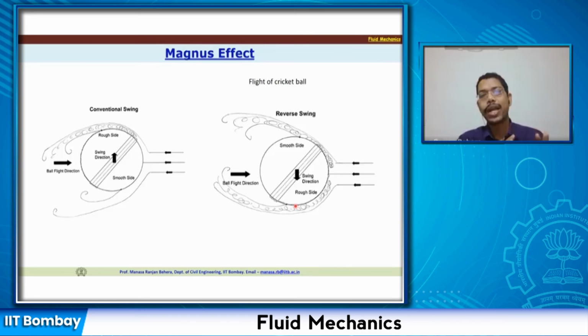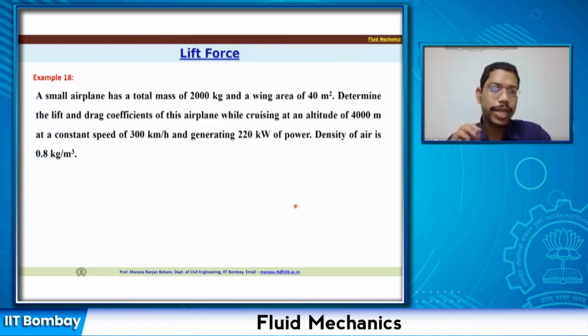Now let us look at a typical example. If you look at this example problem, it says a small airplane has a total mass of 2000 kg. So please observe, it is said mass of 2000 kg, it's not weight, and a wing area of 40 square meter. Determine the lift and drag coefficients of this airplane while cruising at an altitude of 4000 meter at a constant speed of 300 kilometer per hour, generating 220 kilowatt of power.